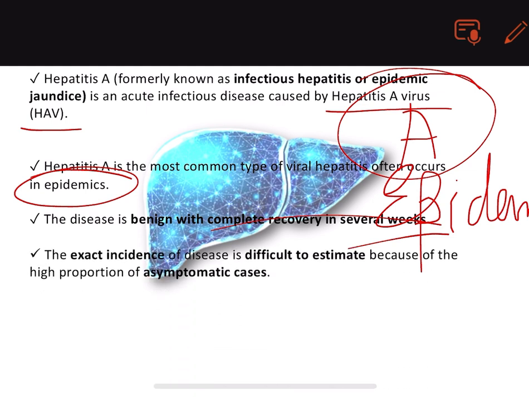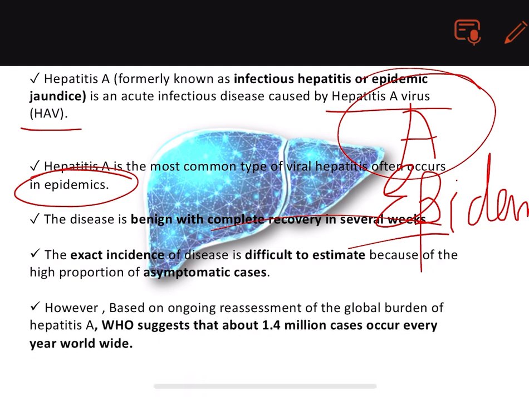The exact incidence of disease is difficult to estimate because there is a high proportion of asymptomatic cases. Today, we do not know the exact new cases which are occurring. The incidence is difficult to figure out because most of the cases are asymptomatic. However, based upon the ongoing reassessment of the global burden of hepatitis A, World Health Organization has suggested a value of about 1.4 million cases which are occurring every year worldwide.